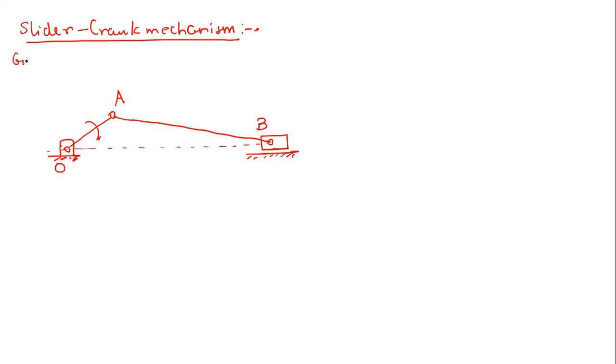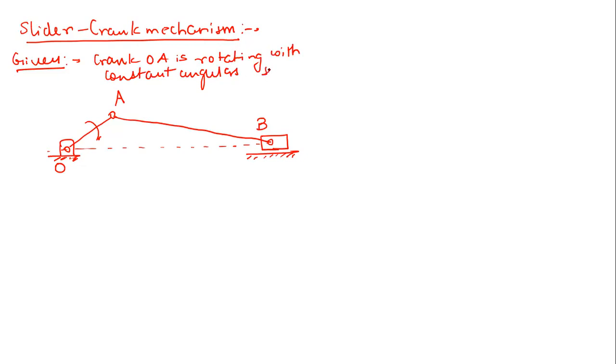Okay, so what is given here? Given is that this crank OA is rotating with constant angular speed omega. Now to find out is the velocity of the slider. Oh, sorry, the velocity of a slider, you can say this also.